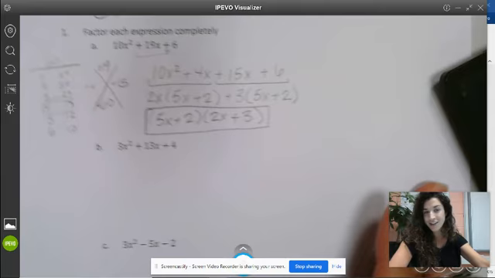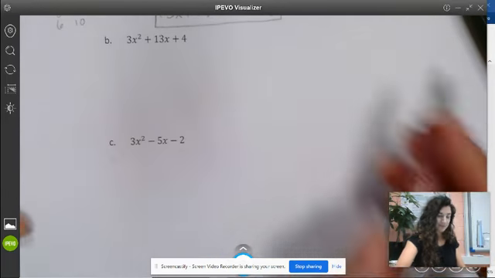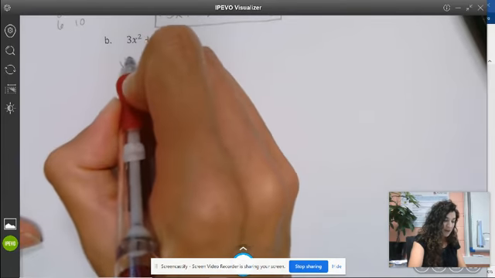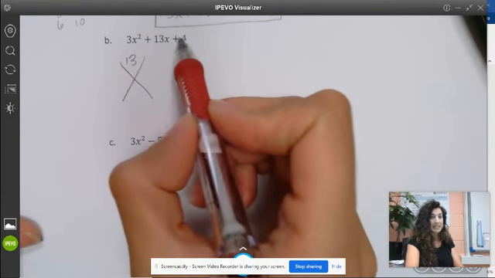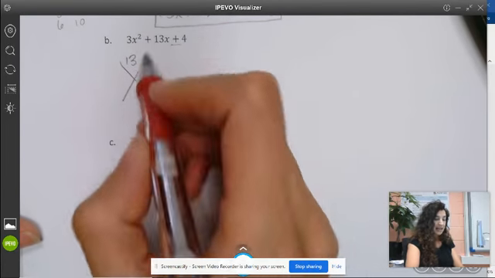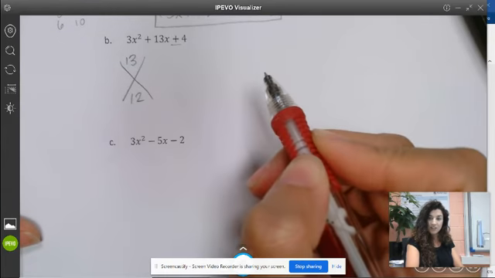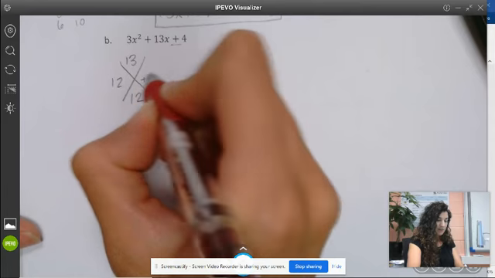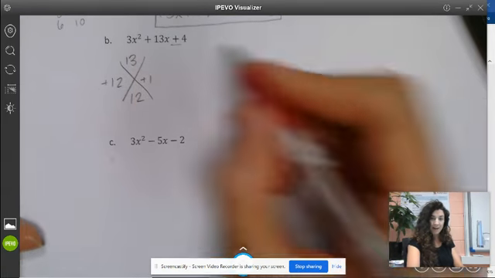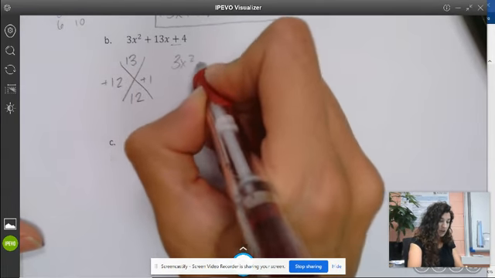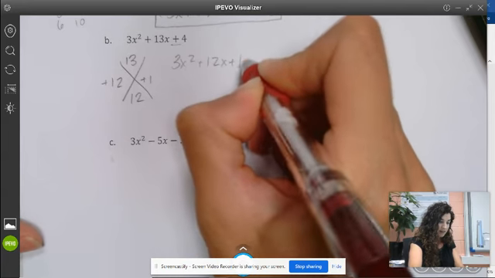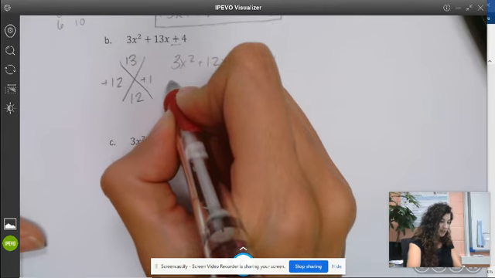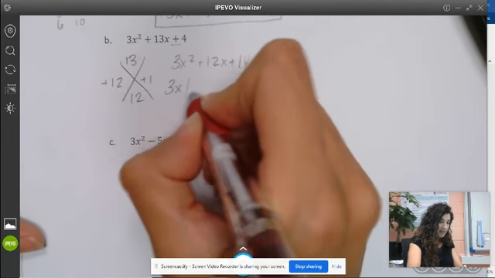I would like you to try this next one on your own. We are looking for two numbers that add to 13. We know it needs to add because this guy is a plus, and then multiply to give us 12. You can make your list of factors to the side. The answer is plus 12 and plus 1. I'm now going to split open that middle term. Greatest common factor is 3x.